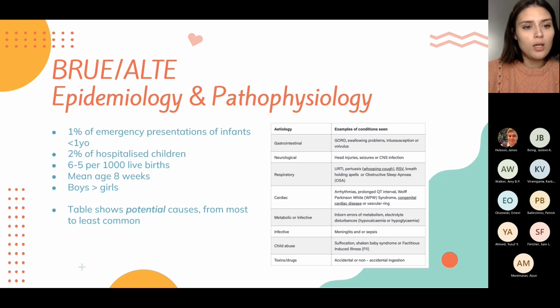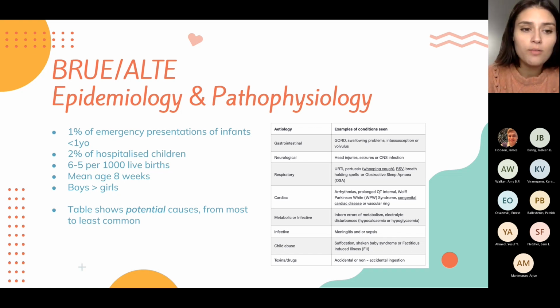It's fairly common. It's 1% of emergency presentations of infants under 1 year old, which doesn't sound like a lot, but if you think of how many come through the doors of A&E, it can be quite a high number. 2% of hospitalised children, so they do try and avoid hospitalisation in these children if possible, but 2% get through.